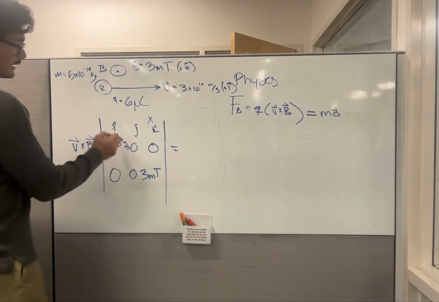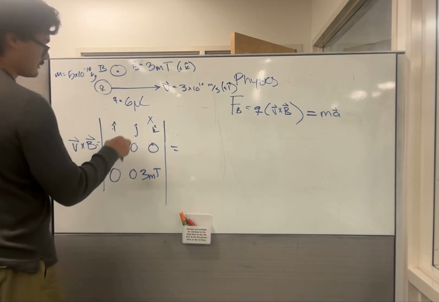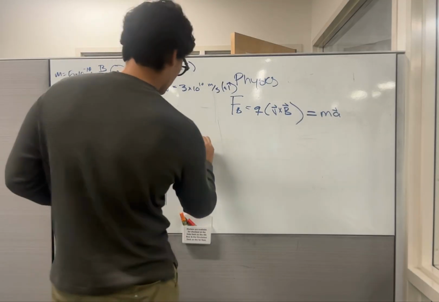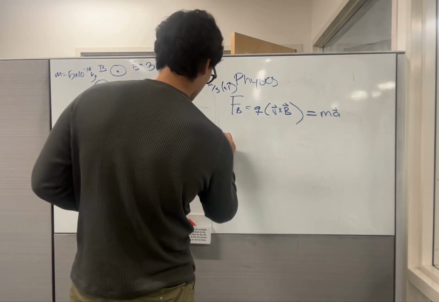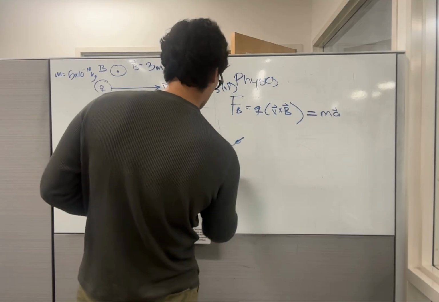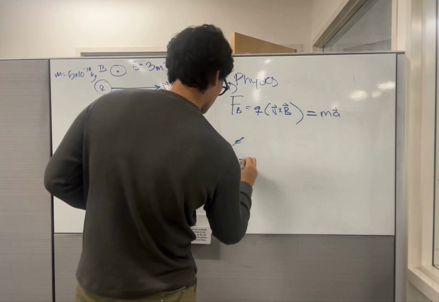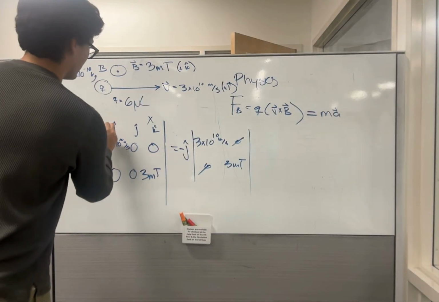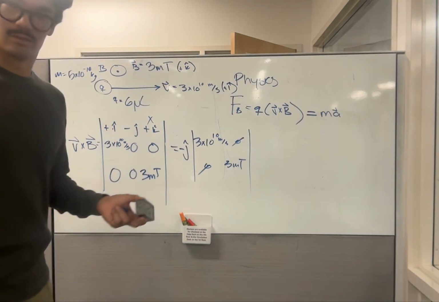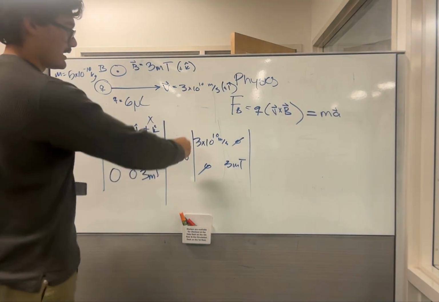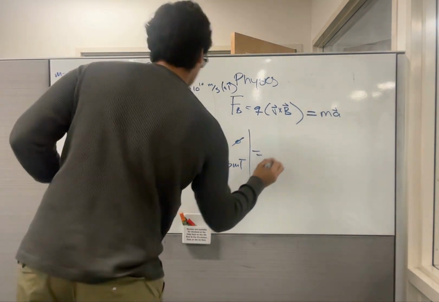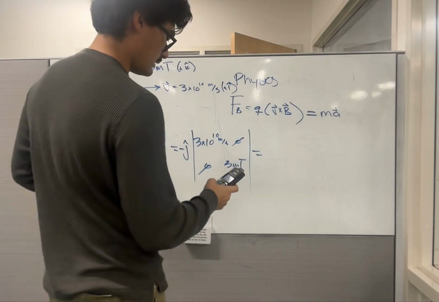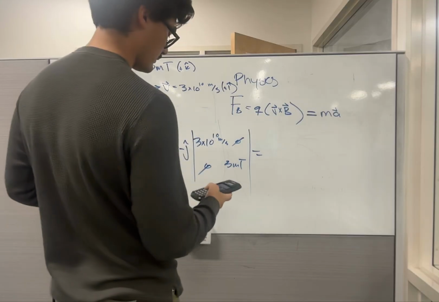So i, 0, k, 0, j, 3 times 10 to the 10th meters per second, 0, 0, 3 milliteslas. Oh, this is negative because of linear algebra. Just a little fun fact. Negative j hat times this determinant gives us, let's calculate that real quick.